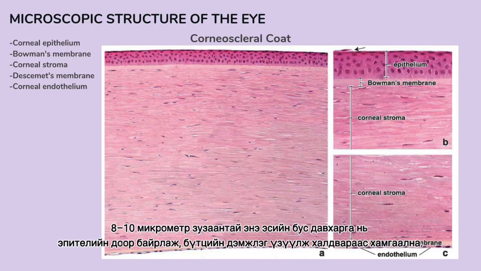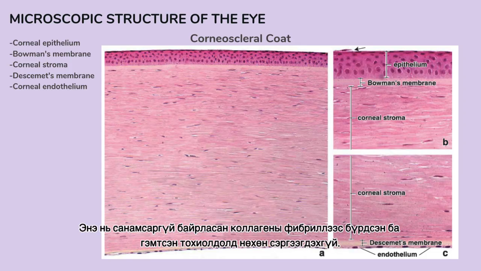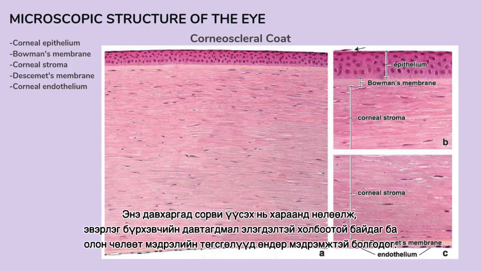And for Bowman's membrane, this is about 8 to 10 micrometers thick, and the acellular layer lies beneath the epithelium and provides structural support and a barrier to infection. It consists of randomly oriented collagen fibrils and does not regenerate if damaged, and scarring of this layer can impair vision, and it's associated with recurrent corneal erosion, and numerous free nerve endings provide high sensitivity.